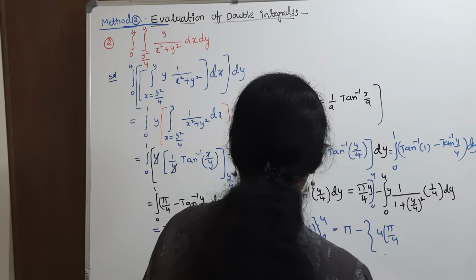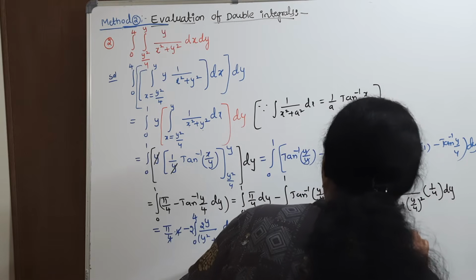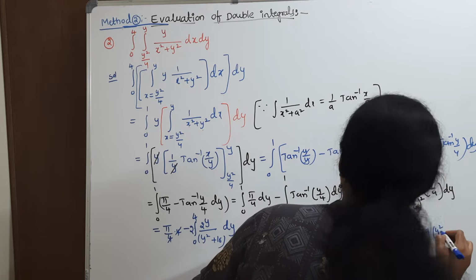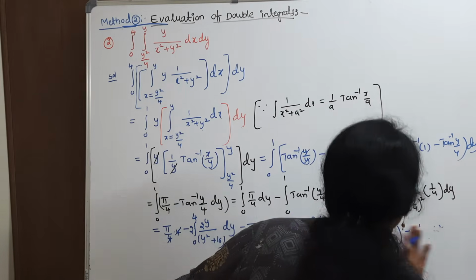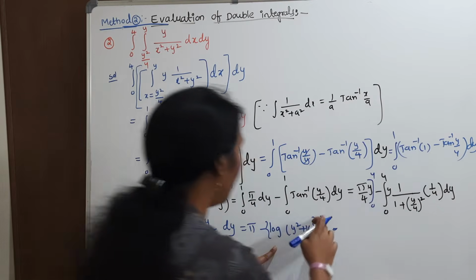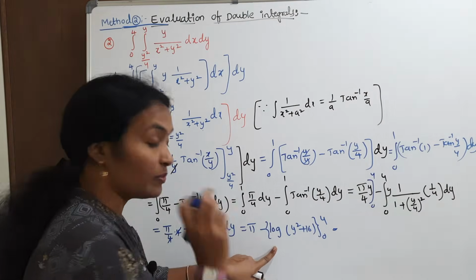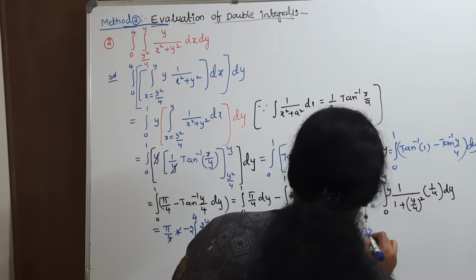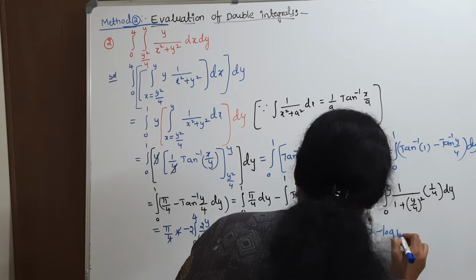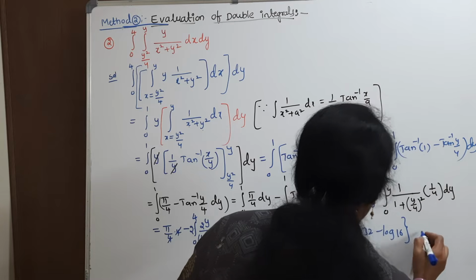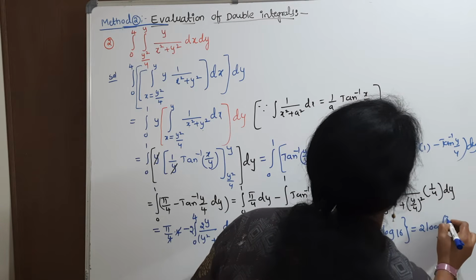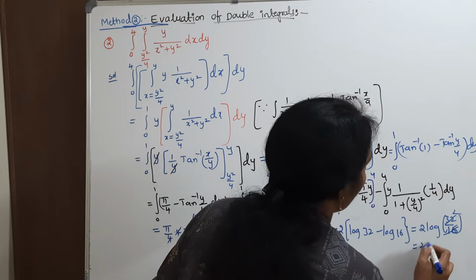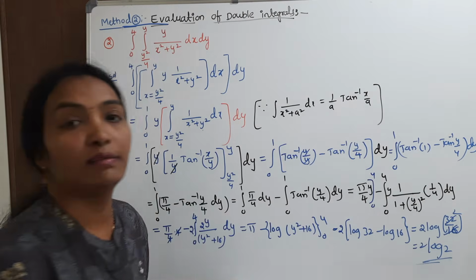Okay, and this becomes what? 2 log of y square plus 16. After simplification, now I got the answer. Put the upper limit and lower limit. After substituting the upper and lower limits, the answer I got is 2 of log 32 minus log 16. Log A minus log B. How can I write this? 2 log of 32 by 16, that is 2 log 2. This is our answer.